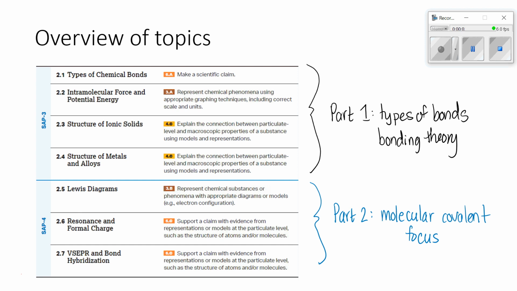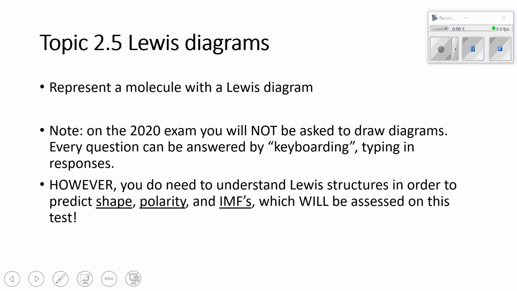Welcome. In this video, we're going to talk through part 2 of Unit 2. And Unit 2 in general is looking at bonding. And within the second part of Unit 2, there's a focus on molecular covalent bonding. And the first topic in here is Lewis diagram.